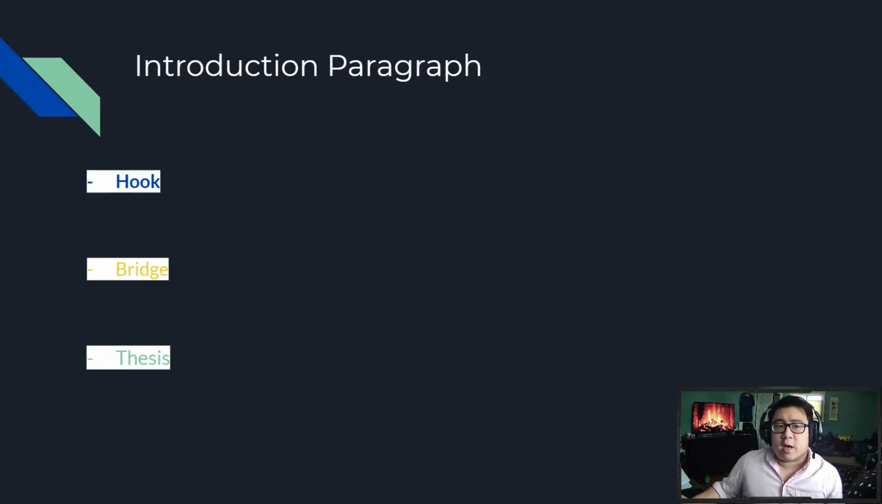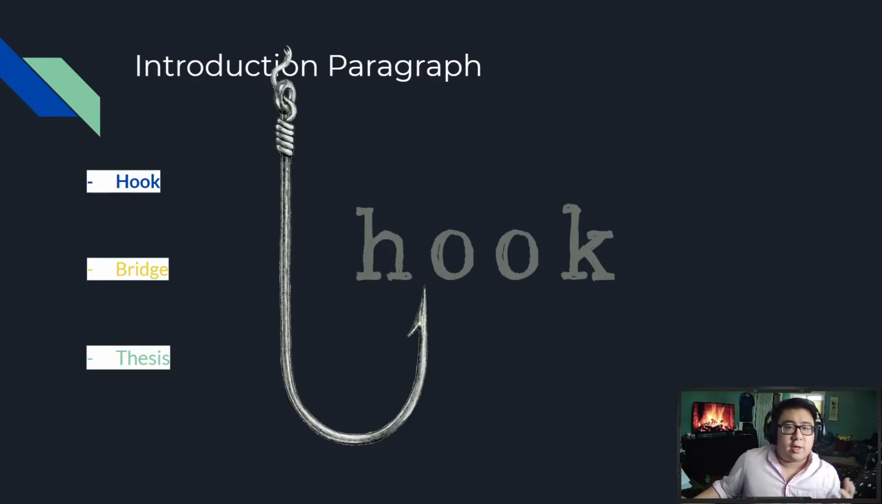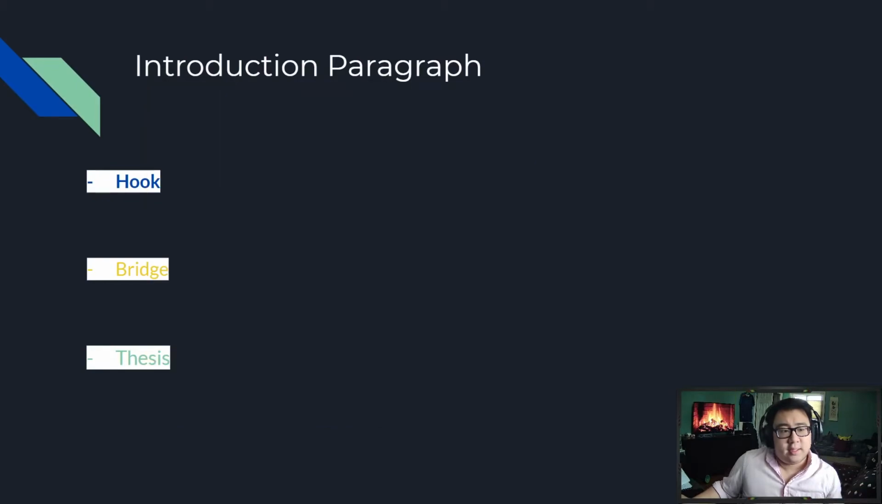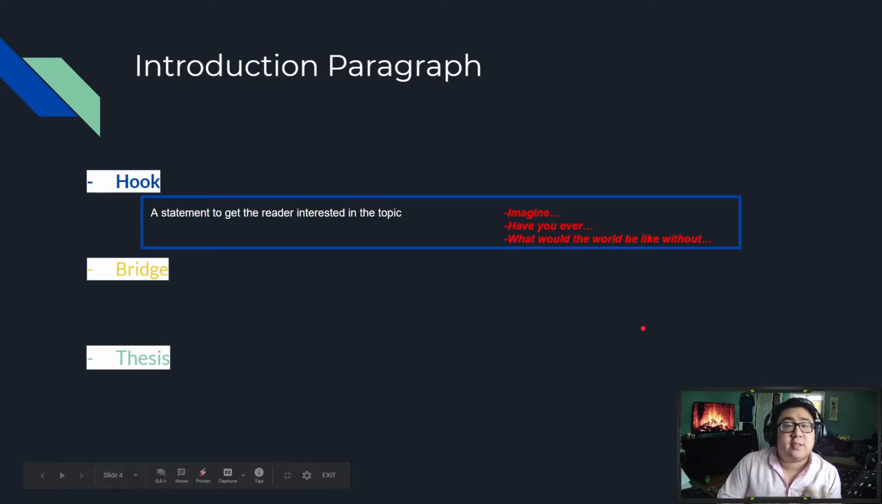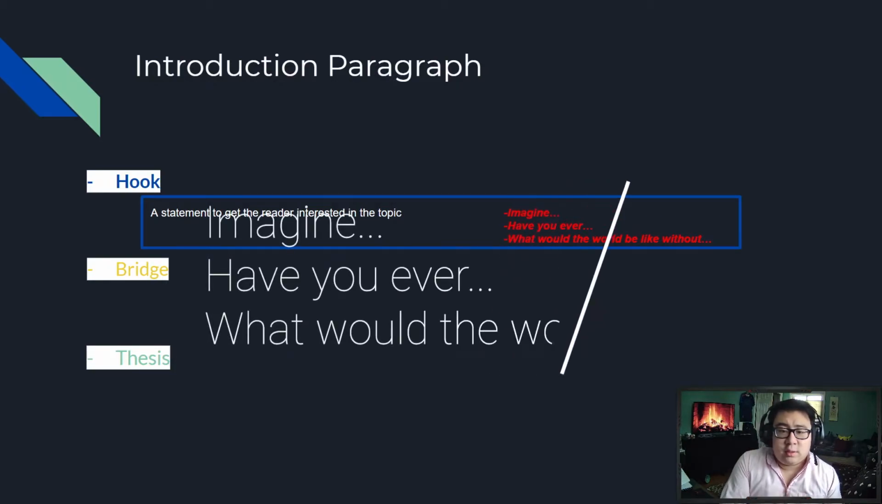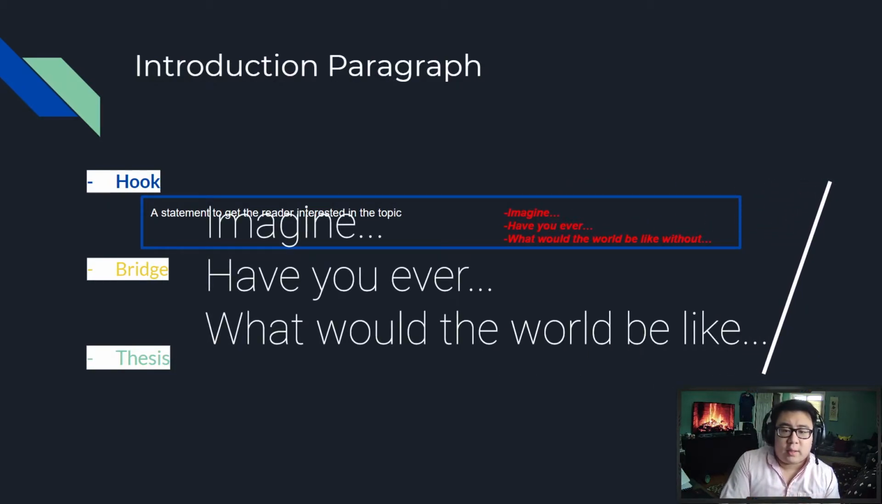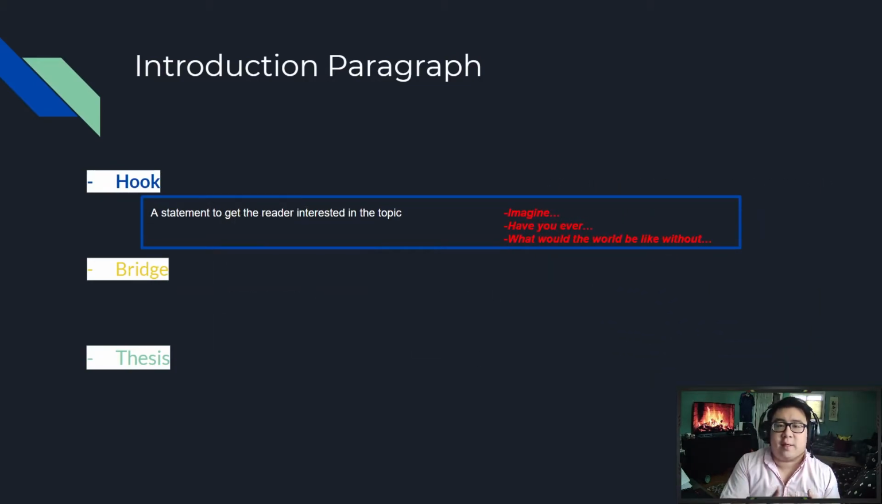So the introduction paragraph is going to have 3 parts: a hook, bridge, and thesis. For the hook, it is usually your first sentence of the whole essay, and it is the sentence that gets the reader interested and invested. It's the hook, it's what brings them in. Some sentence starters that we use are imagine, have you ever, or what would the world be like without, and then kind of introduce your topic. For us, that's the technology topic.